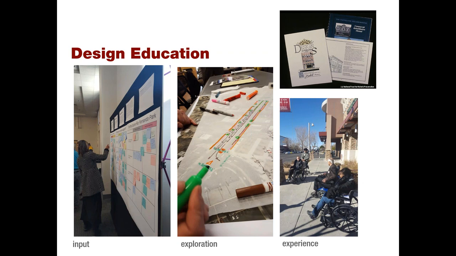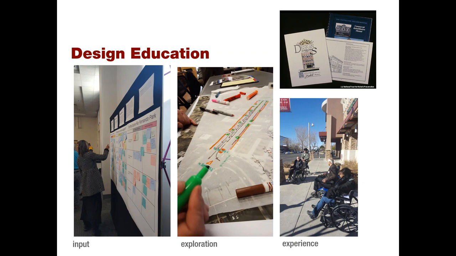So some of the images I have, this on the left on the input side, that was a visioning matrix that we just did up in Taos for a project where we asked folks to tell us things that they wanted the park to provide, but we had them locate those ideas within a matrix that required their ideas to meet the goals of the project. And if anyone's interested in what that looks like in more detail, I'd be happy to share that. We got some really good feedback.